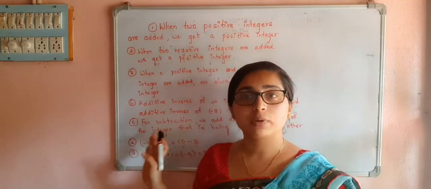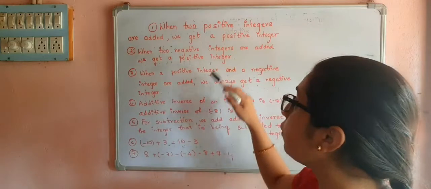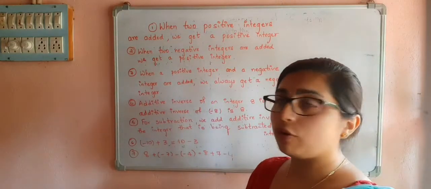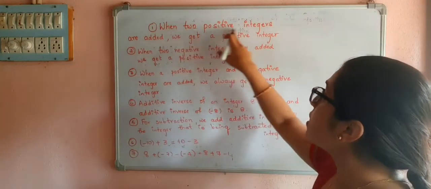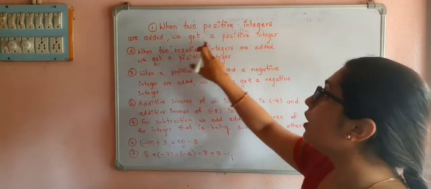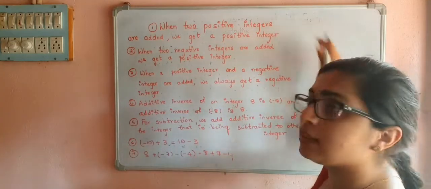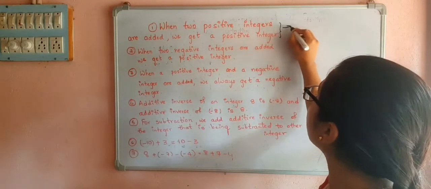In this video I will explain a few questions which are given in the textbook. So these are the questions. Now we have to classify these statements as either true or false. The first one is: when two positive integers are added, we get a positive integer. You have to classify this as true or false. So this statement is true.